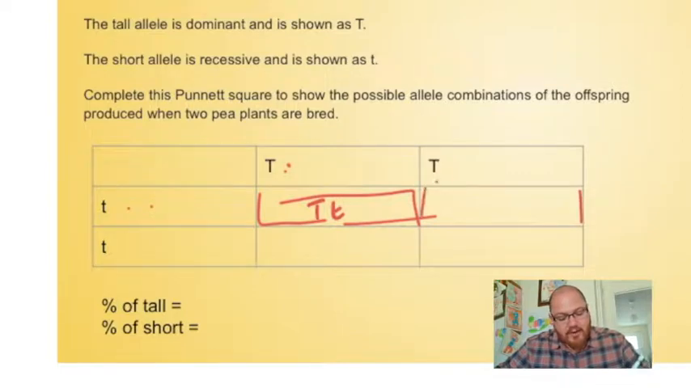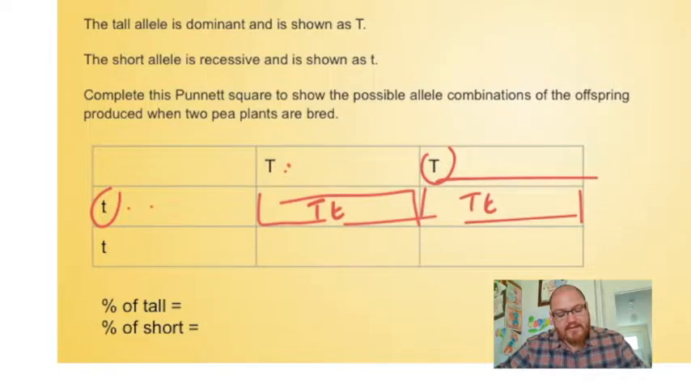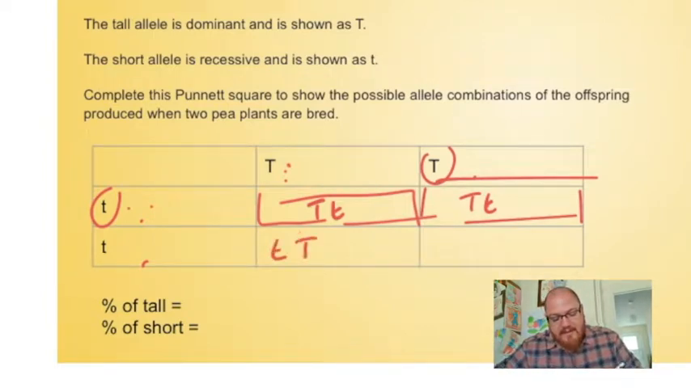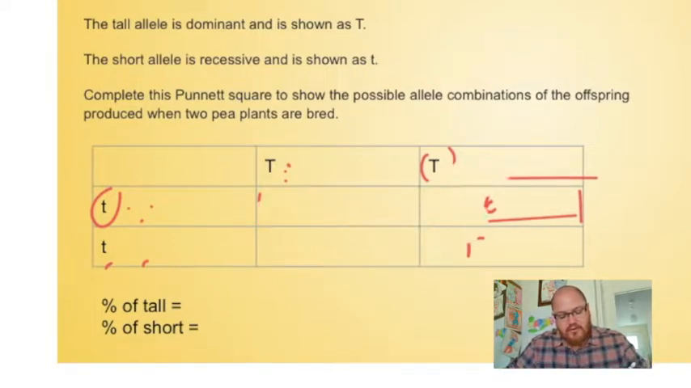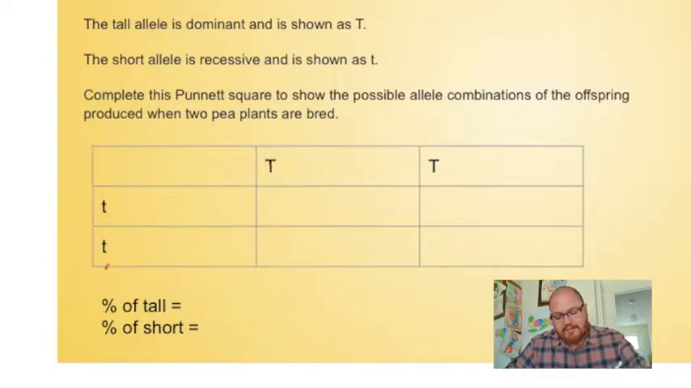So big T, little t. Now I'm going to do this box. I've got big T, little t again, big T, little t. Can you see what I'm doing? I'm taking a letter from each of these boxes and I'm crossing them, a genetic cross. Now I've got little t, big T, and now I've got little t, big T. Hopefully you saw that. Hopefully you get that. I'll just do that again. I'll rub it out, and I'll do it again, just in case you didn't get it.